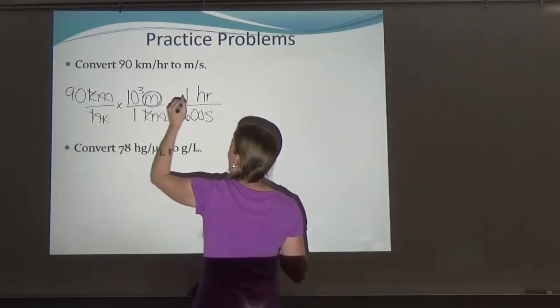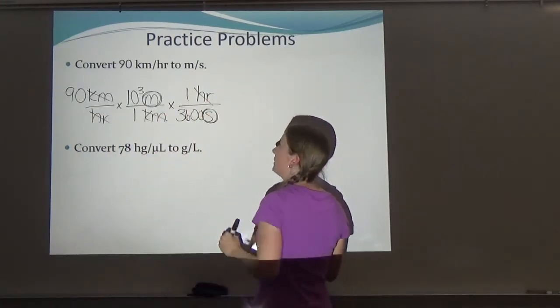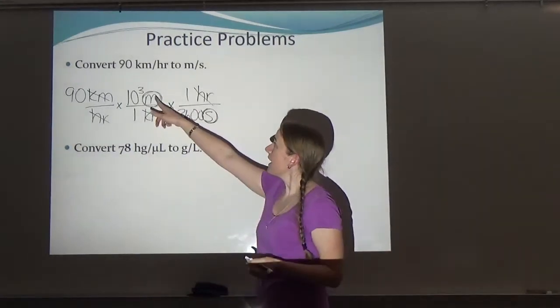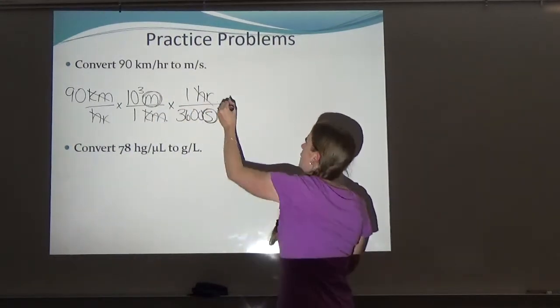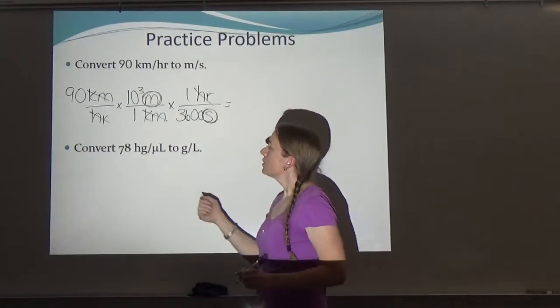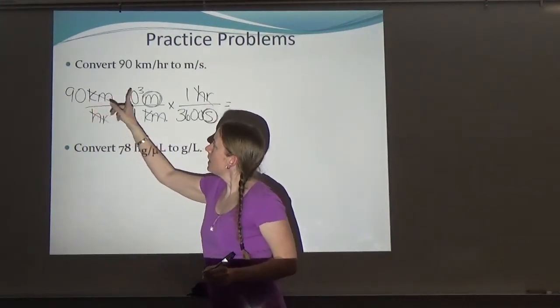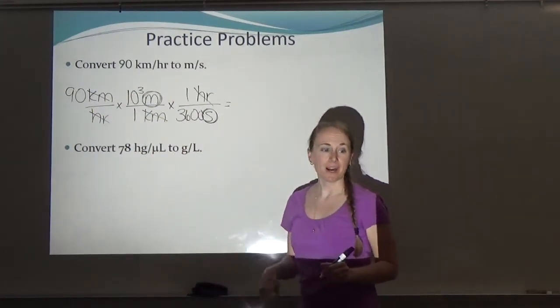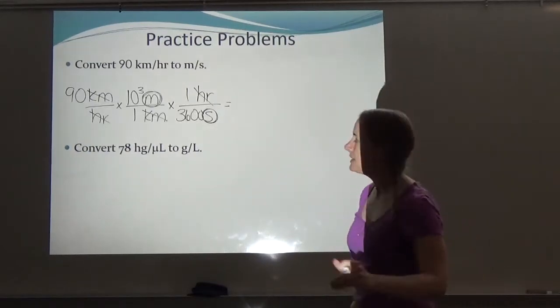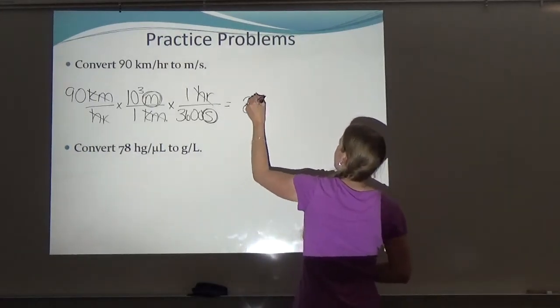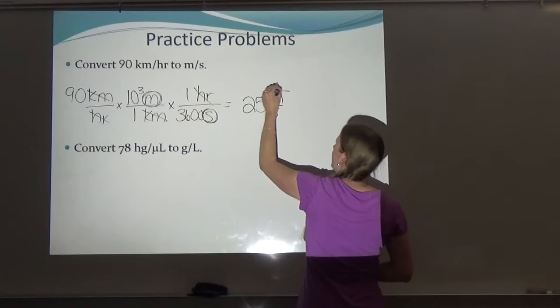So if you look, my hours cancel, and I'm left with seconds. So now you can see I have meters per second, so I'm ready to solve. So I'm going to multiply my numbers on top and divide by my number on bottom. And so for this one, I ended up getting 25 meters per second.